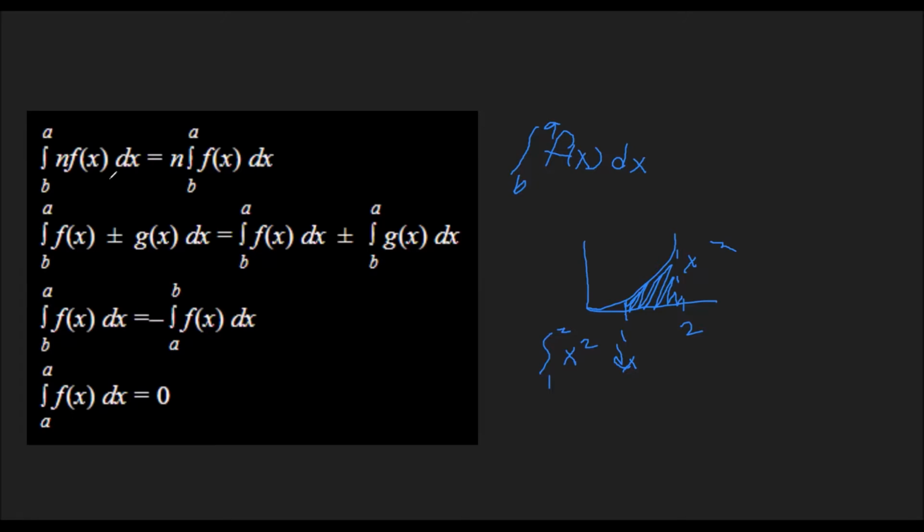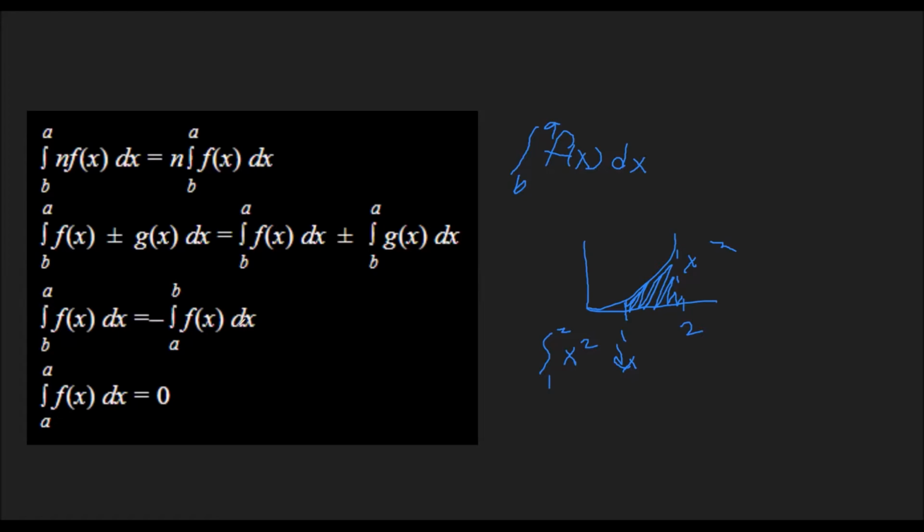Now, the second principle states that the integral from b to a of f of x plus or minus g of x dx is equal to the integral from b to a of f of x dx plus or minus the integral from b to a of g of x dx. And this is just essentially stating that you can split one integral into two if you have two functions that are being added together or subtracted from one another.